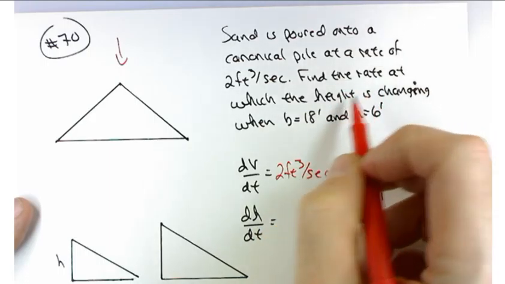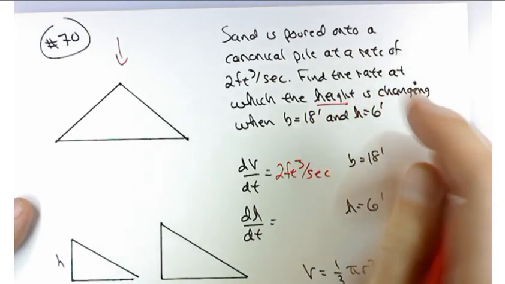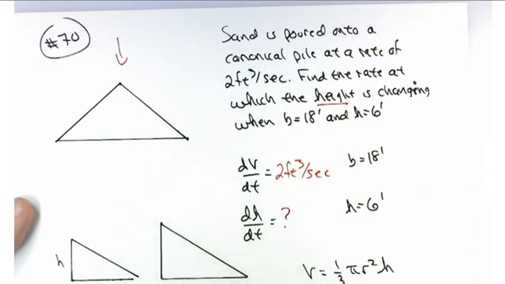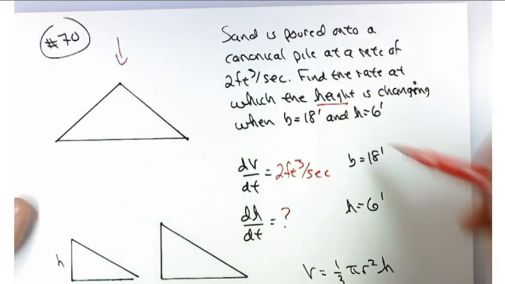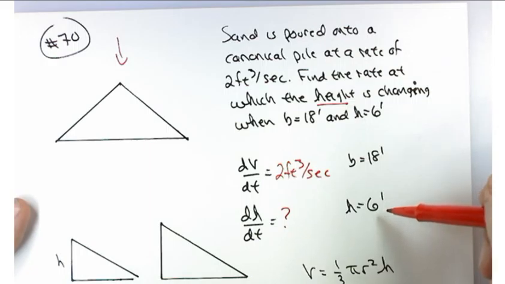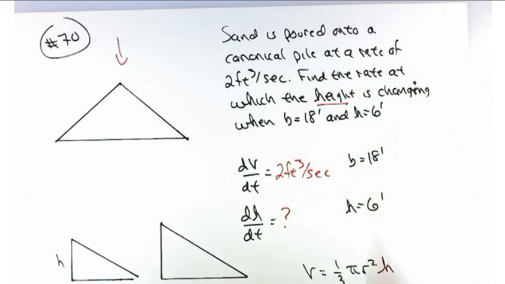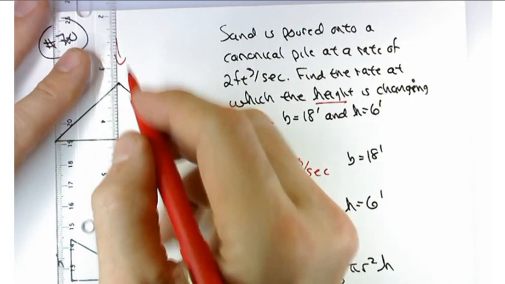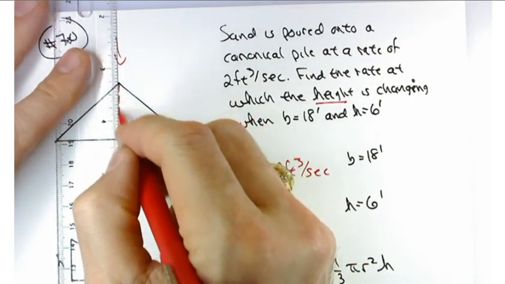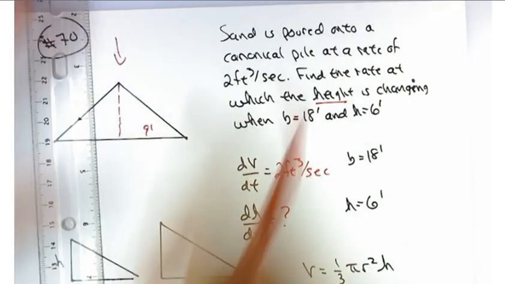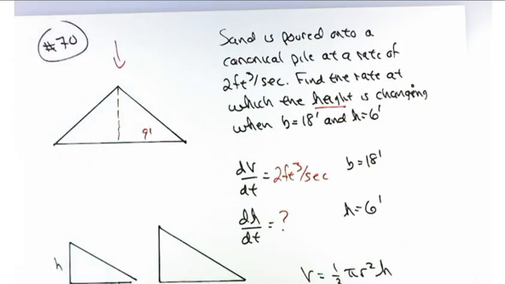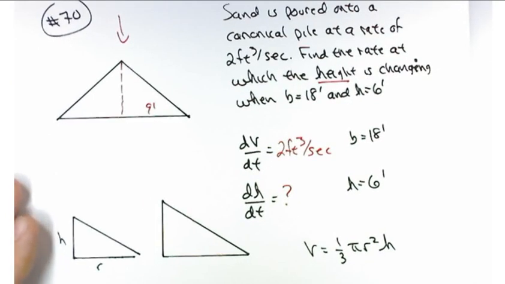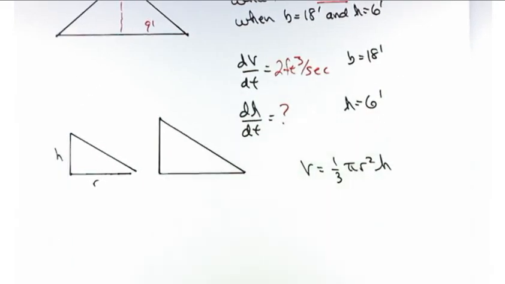So find the rate at which the height is changing. Well, the change of the height is going to be dH/dt. And we want to know that when the base is 18 and the height is 6 feet. Now, the base of 18 really refers to the diameter of the base. So make sure you realize that the radius of the base is 9 feet. And the reason that that's important is because it's going to allow us to solve for one of these variables in terms of the other, and that is r and h.